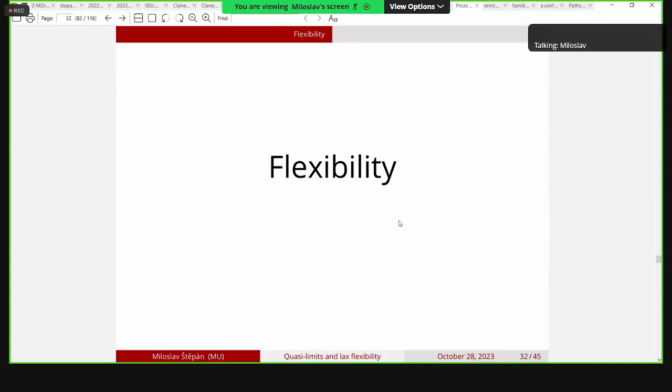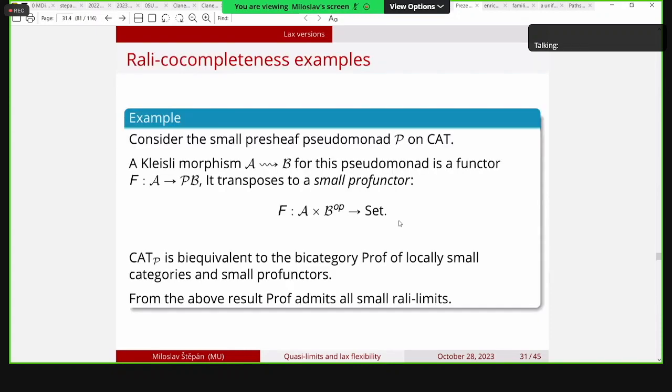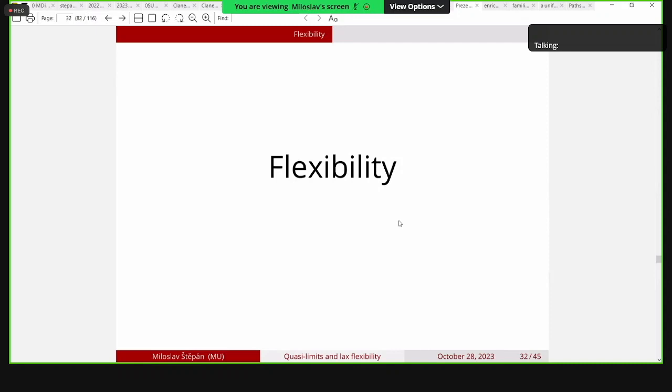Okay, so I'm quite fast. This was, I guess, one thing that I studied, a lax analog of bilimit. The other thing is flexibility.